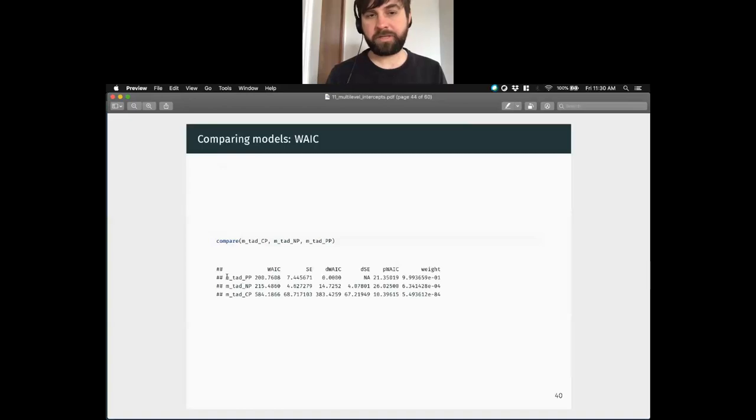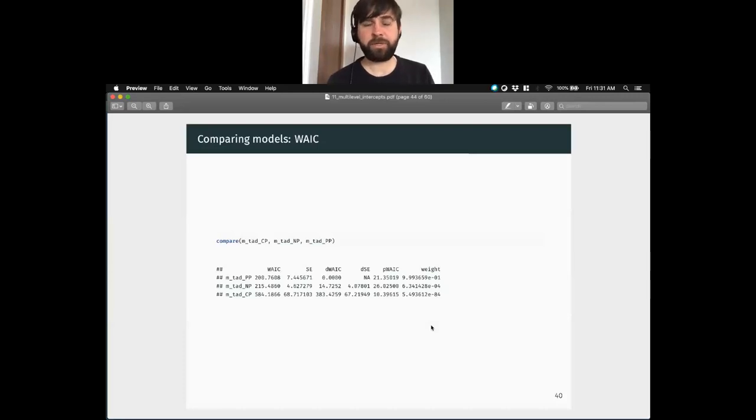If we want to really convince ourselves that the partial pooling model is better, we can use the widely applicable information criteria to see here that we get a really strong preference for that multi-level model for expected predictive accuracy over the others. The WAIC strongly prefers the partial pooling model over the others. It's giving us much stronger expected predictive power than the no pooling model.